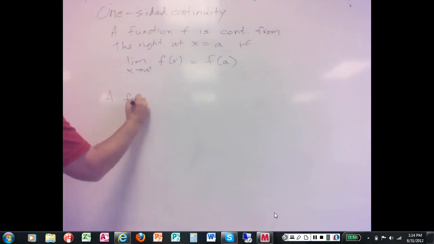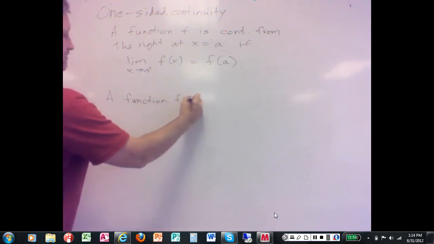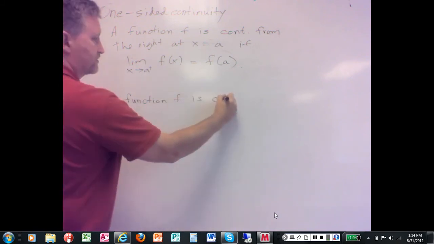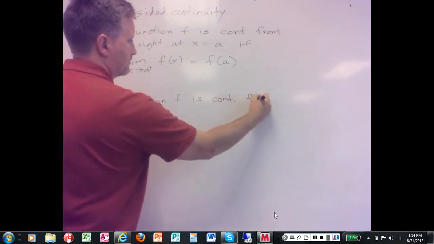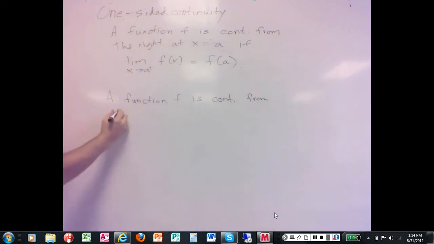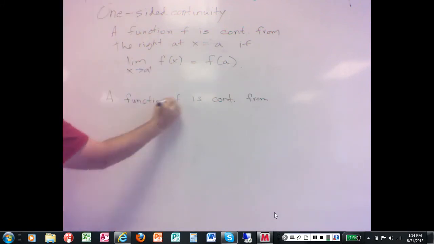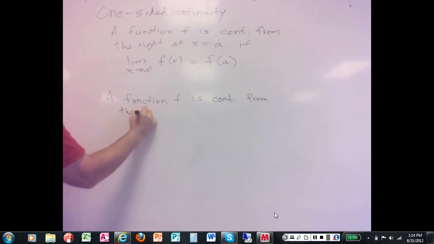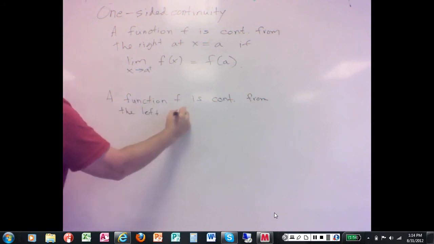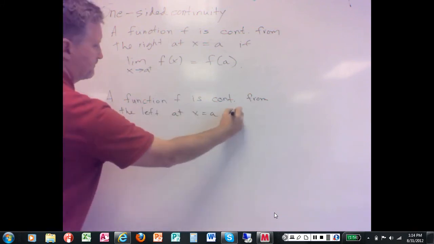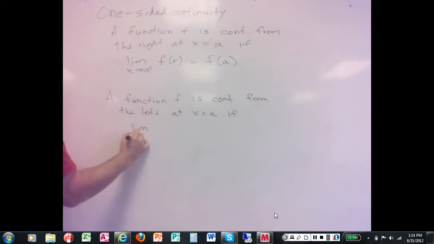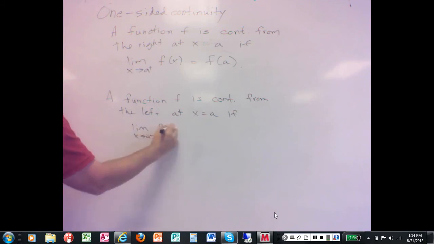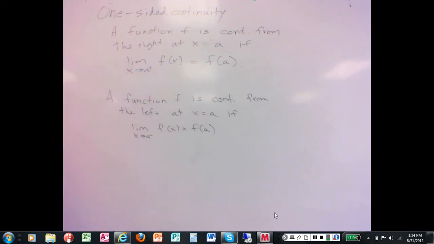And then similarly, function f is continuous from the left. Just reverse that, or change it to the limit from the left. All right, so function f is continuous from the left at x equals a if the limit as x approaches a from the left is f of a. Okay?